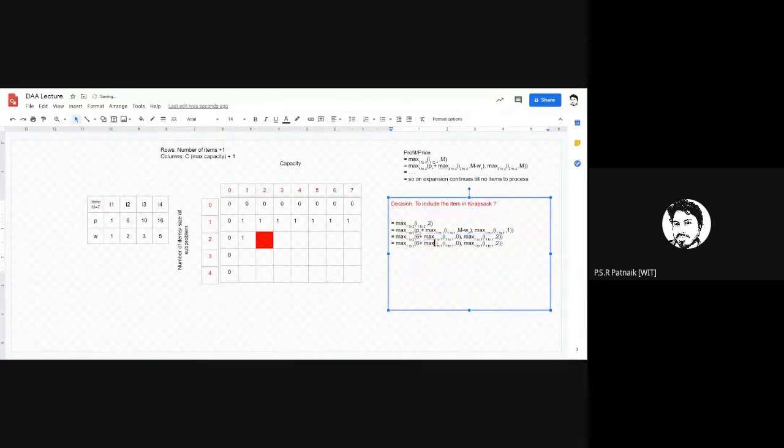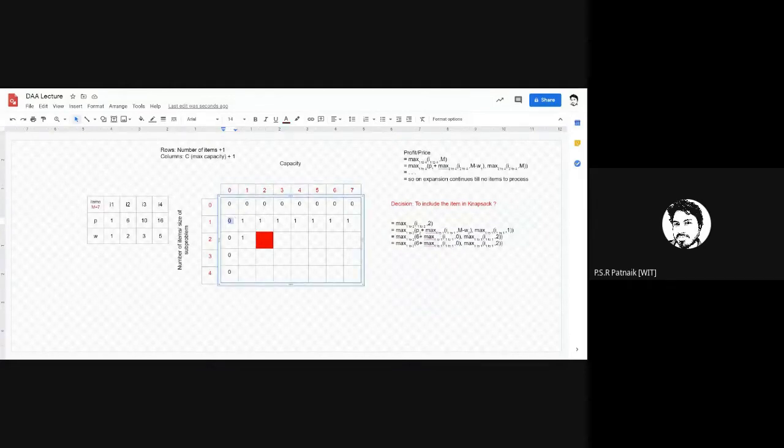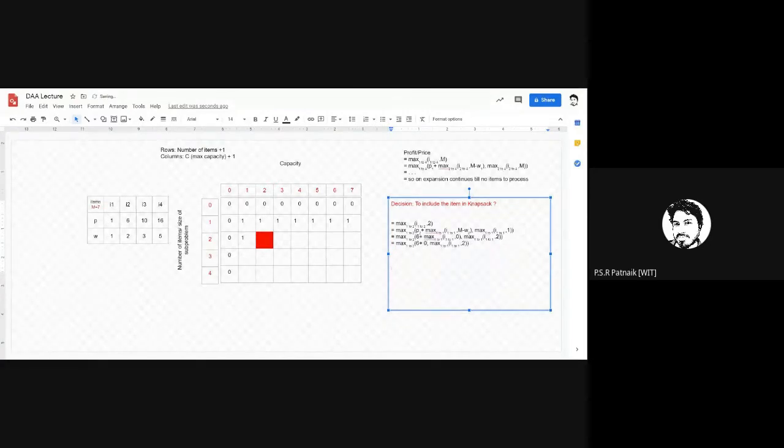so 6. What I'm asking is, what is the maximum profit when I have one item to process, which is I1, and sack capacity is 0? So which cell do you look for? I11 means what you are looking for? One item to process. What is the sack capacity? 0. So you will take this value. What is this value? 0. So this is 0. 6 plus 0.